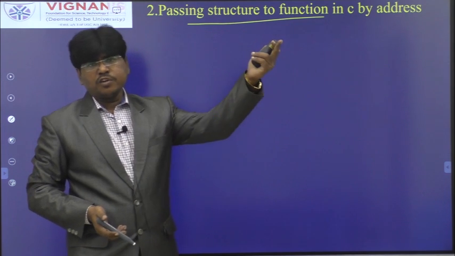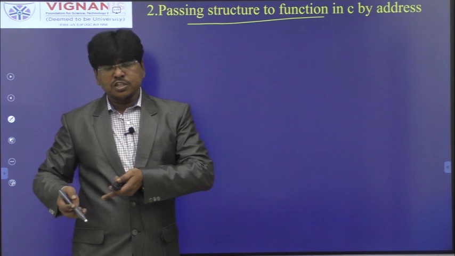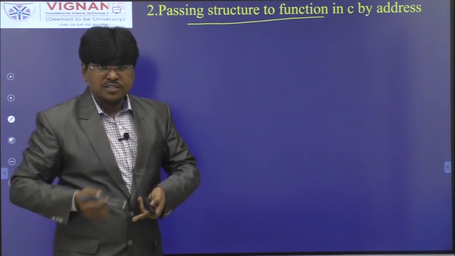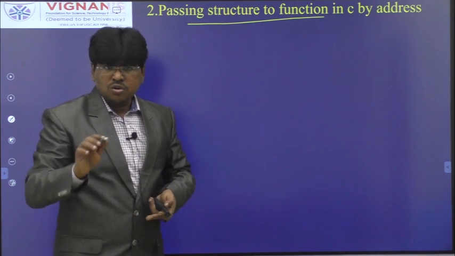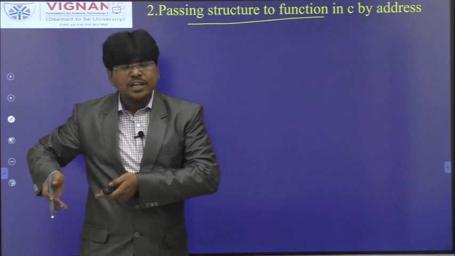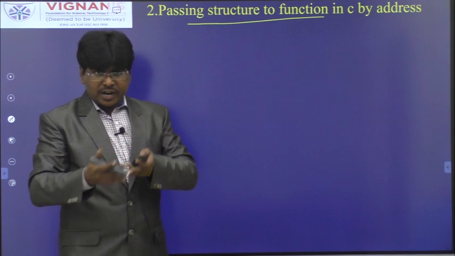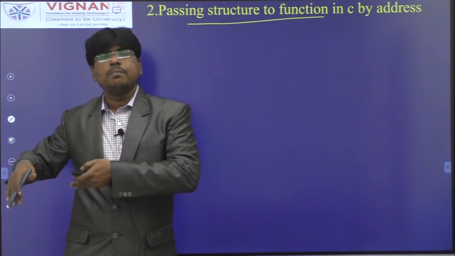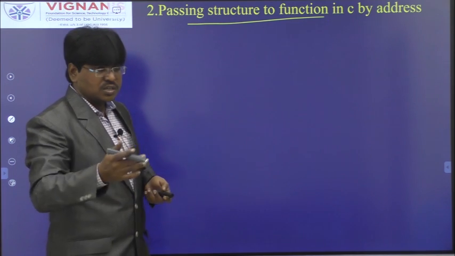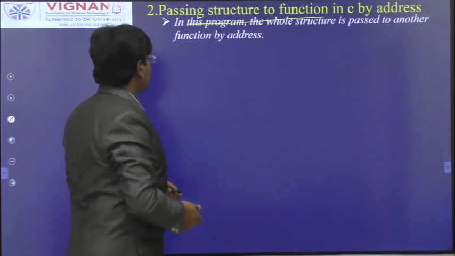So when the calling function passes the address to the called function, can a normal variable receive the address? No. In the called function, only a pointer has the capability to receive the address. So whenever a calling function passes the address, in the called function a pointer must be defined to receive that particular address. You know that we have discussed this in functions also. The same concept we are applying in structures.